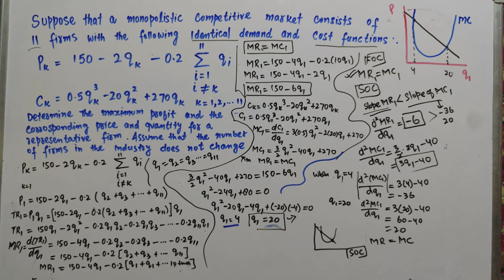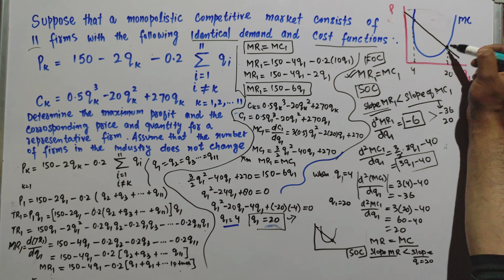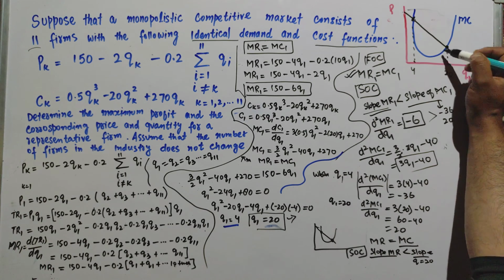We have to check the second order condition because we got two values for the output where profit was maximized. To check that, we have to find out which of these two output levels will in fact maximize profit, and in this case it happens when q is equal to 20, because the second order condition tells us the slope of the marginal revenue function should be less than the slope of the marginal cost function, when we take the second derivative of both marginal revenue and marginal cost functions. So when q is equal to 20, the slope of the marginal cost function is greater than that of the marginal revenue function.